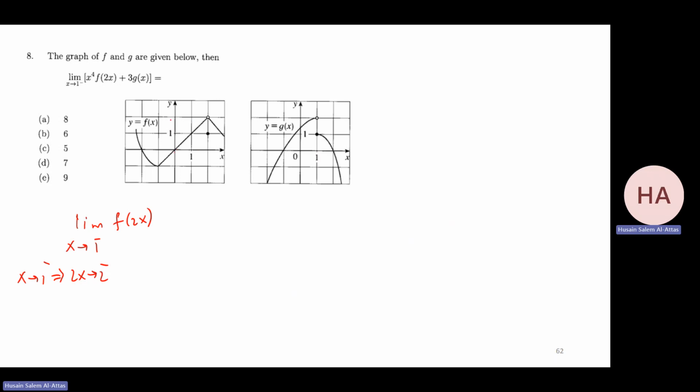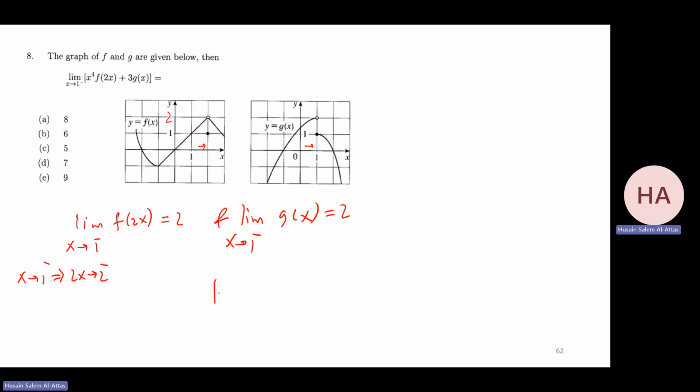This is 0. This is 2. It's 2 from left, so I am here. So that will be 2. This limit equals 2. And what is the limit of g of x? It goes to 1 from left. For g of x as x goes to 1 from left, it will also be 2.